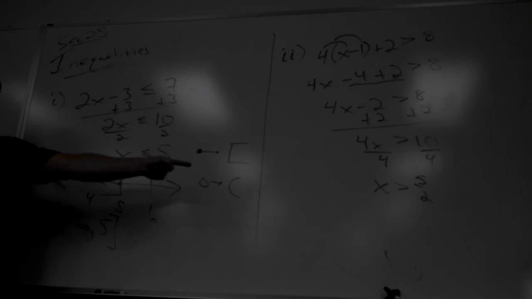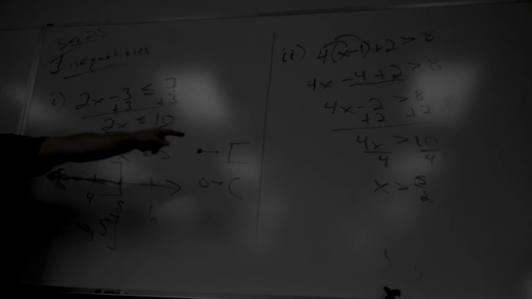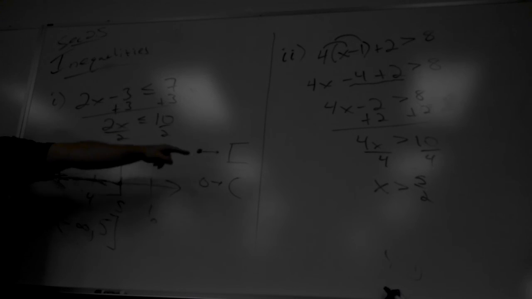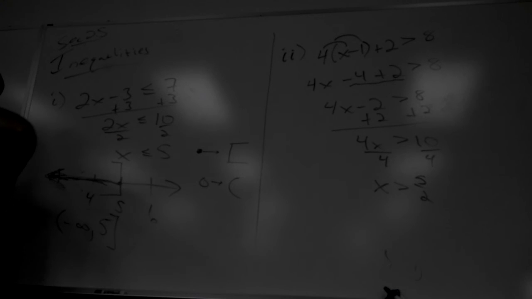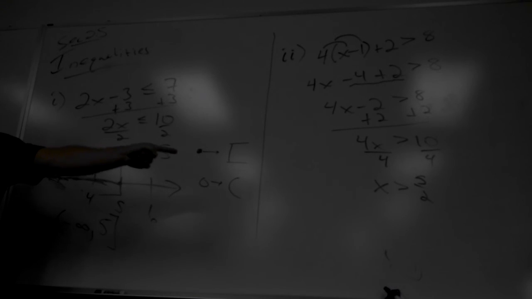So would 1 work, for example? Would 1 work in this inequality? Is 1 bigger than 5 halves? No, because 5 halves is 2 1/2, right? So 1 would not be a solution to this problem. 3 would work, because 3 is bigger than 5 halves, right?